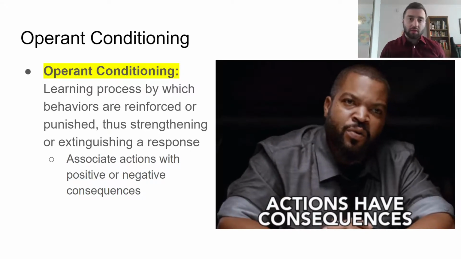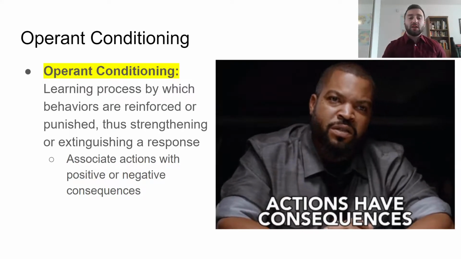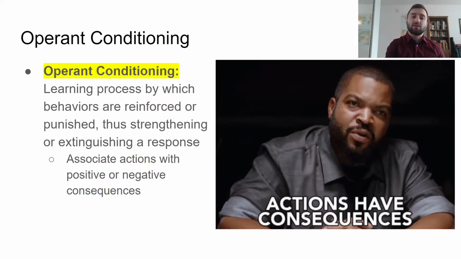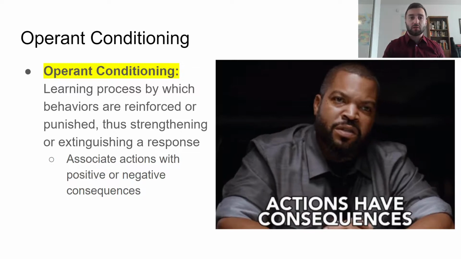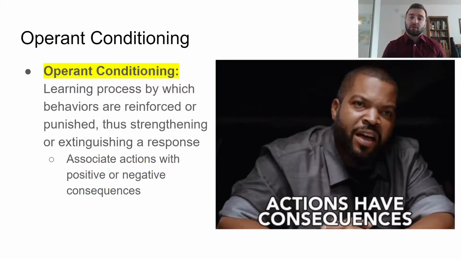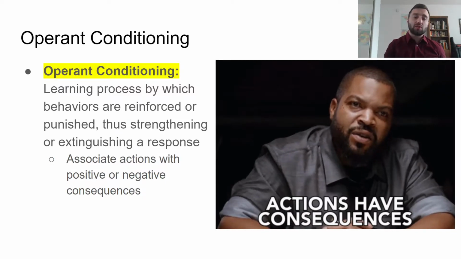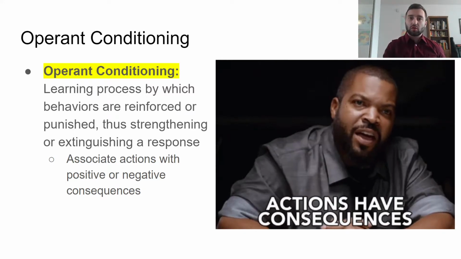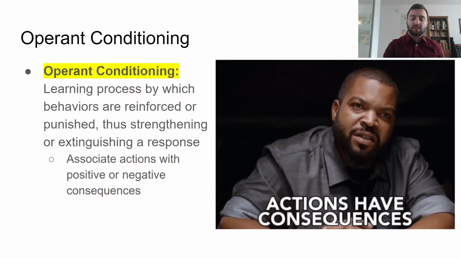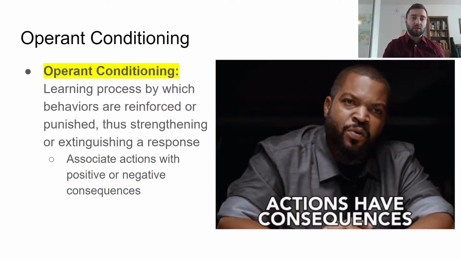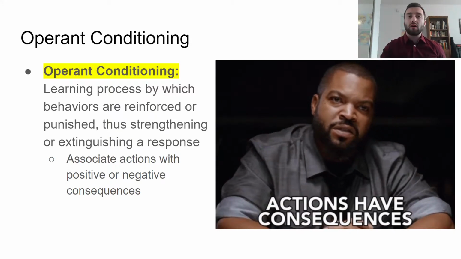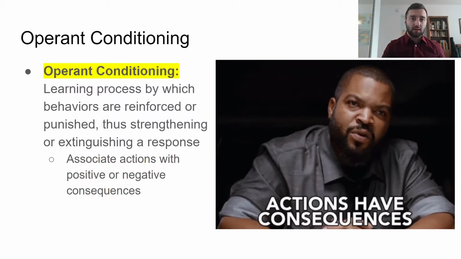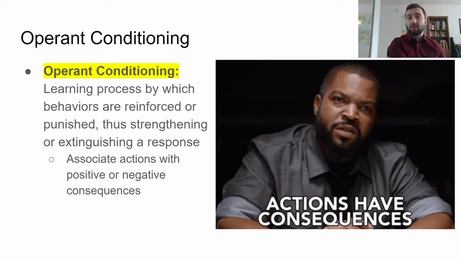So what is operant conditioning in general? Operant conditioning is a learning process by which behaviors are reinforced or punished, thus strengthening or extinguishing a response. So the big difference here is we're going to start associating either positive outcomes or negative outcomes with certain behaviors. So we start to see, again, a consequence is kind of a nice way to think of it. When I do something, what is the consequence of doing that thing? When there's a positive consequence, I'm going to be more likely to do it again. When there's a negative consequence, I'm going to be less likely to do it again.